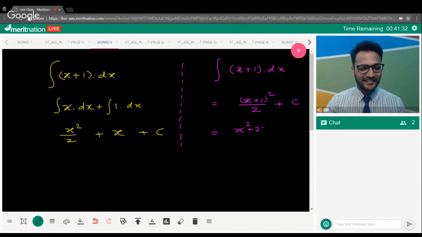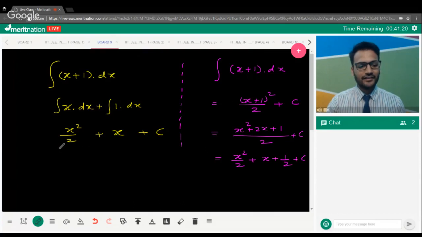Okay. So divided by 2, it's not incorrect here. Now, in this case, if you see, this is x squared upon 2 plus x plus half plus c. What do you think? This answer, I believe, is different from this one.